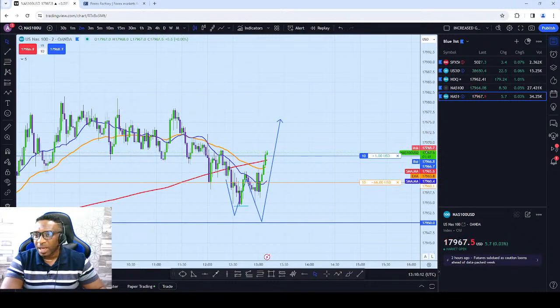So we are at 950. Currently this area happens to be around 950. Where is 950? Okay, 950 is way below here. So the next level we look out for is 18100. Let's put it.